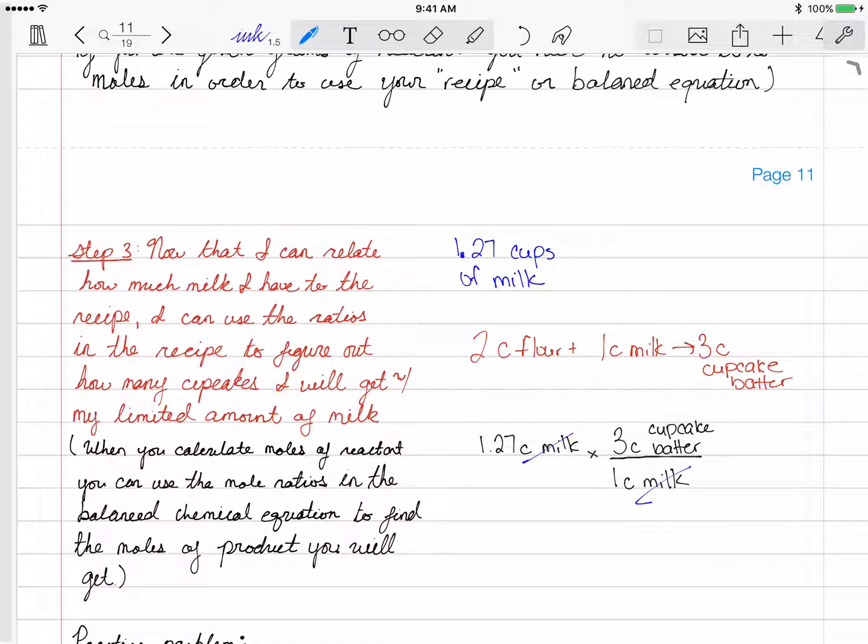I'm going to end up with cups of cupcake batter at the end. So 1.27 times 3 is going to be about 3.81 cups of cupcake batter.